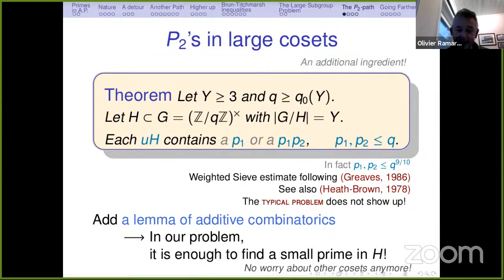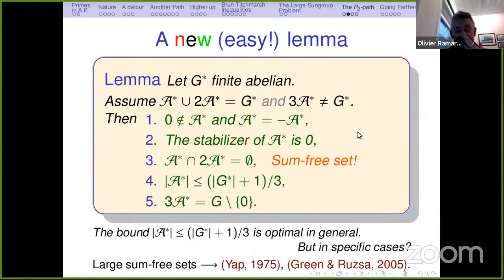Okay, Heath-Brown has already obtained an exponent less than 2. But when we restrict ourselves to a coset, we can find P1 and P2 less than Q and not Q squared, which is, of course, what we want. Okay, and then I'll maybe finish on this one.